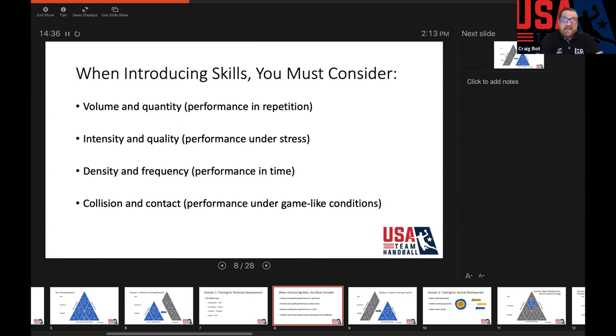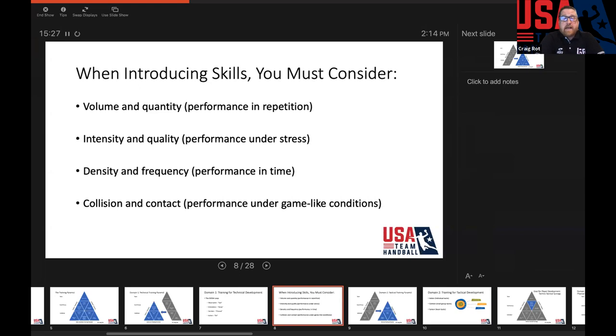And then you have density and frequency. This is important: performance and time. Your practice task should replicate the occurrence in a game. So if it's a situation that occurs once a game, and it is a maybe, you shouldn't practice or train for it. You need to look at what the situations and problems we're solving are, what techniques are needed, and how often they see them. And you should try to replicate that. You shouldn't do 20 long crosses in a row. You should do two or three because that replicates it. Give them 30 seconds of rest, and then have them come do it again. That replicates the game-like situation for them.